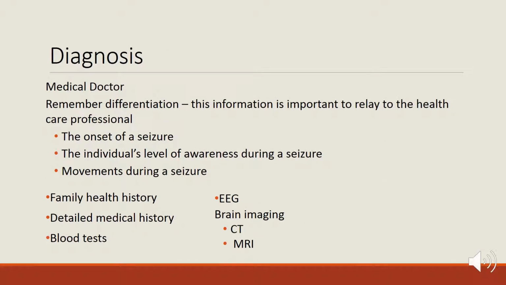Seizure disorders are diagnosed by a medical doctor, but it's also important to remember how to differentiate between the symptoms, because this information is really important to relate to a healthcare professional, especially since seizures rarely happen in the doctor's office. So remember the onset of a seizure, the individual's level of awareness during a seizure, and movements during a seizure. Doctors often look at a family history and detailed medical history. They use blood tests, EEGs, and brain imaging. They use CTs and MRIs.